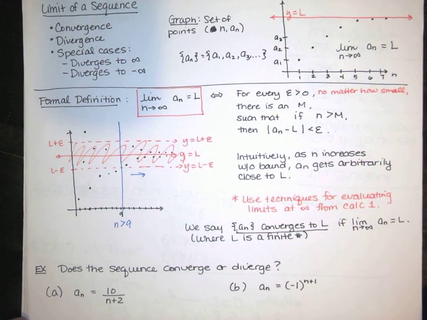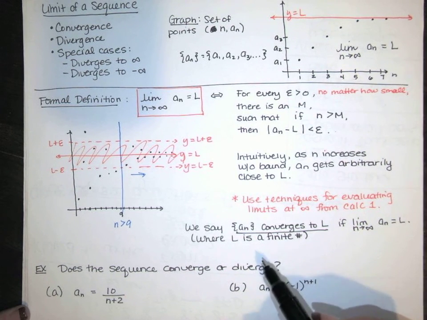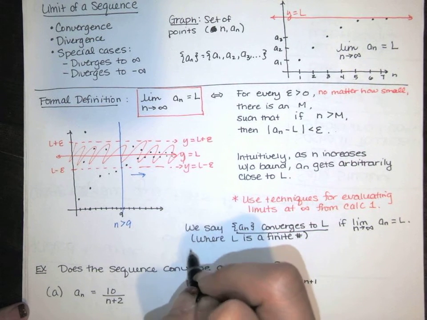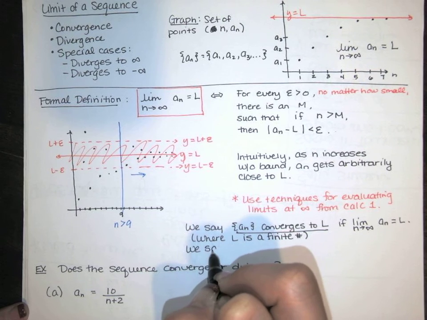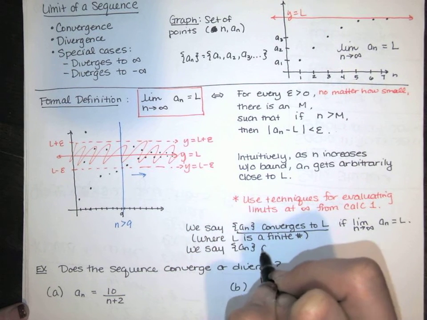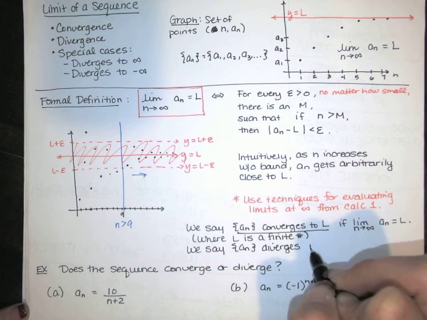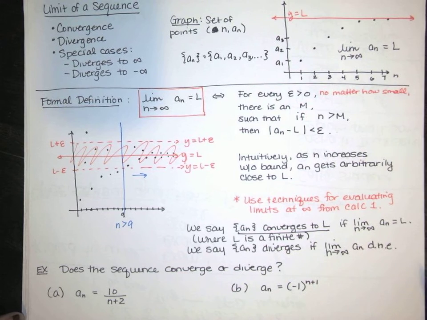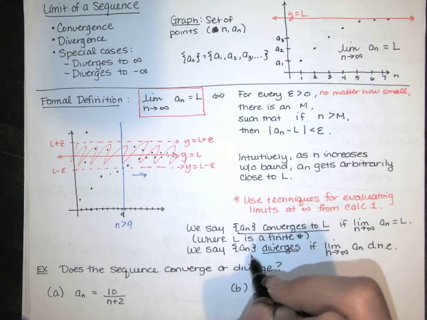Now, if the limit happens to be infinity or negative infinity, those are special cases. In those cases, we say that a sub n diverges to infinity or negative infinity. In general, we say a sub n diverges if the limit as n goes to infinity of a sub n does not exist for whatever reason. It might not exist because the limit is infinite, or because you're doing something like taking the sine of n and it oscillates forever. So those are our definitions of divergence and convergence of sequences.